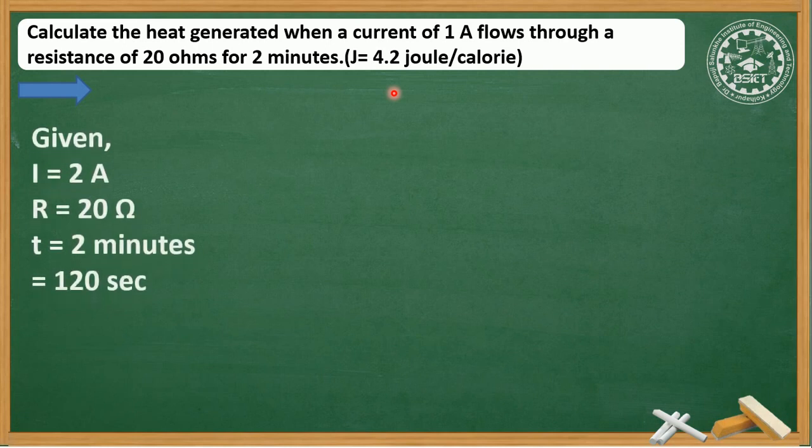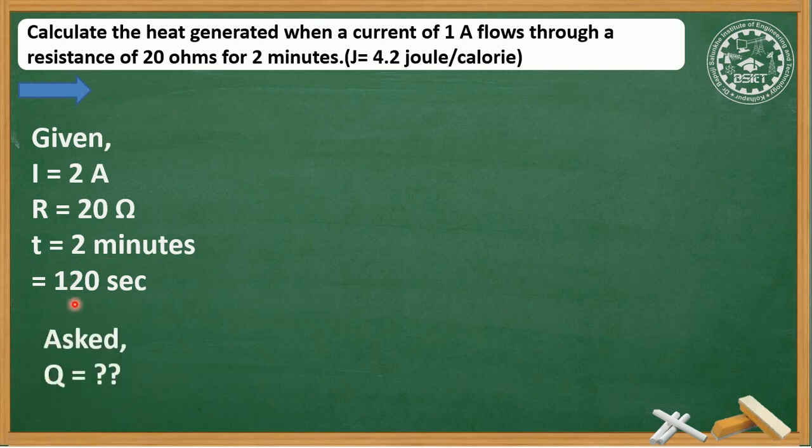Given electric current 2 ampere, that is given. Resistance given is 20 ohm. Time is given in minutes. It's 2 minutes of time. We have to convert it into seconds. So 2 minutes means 120 seconds.